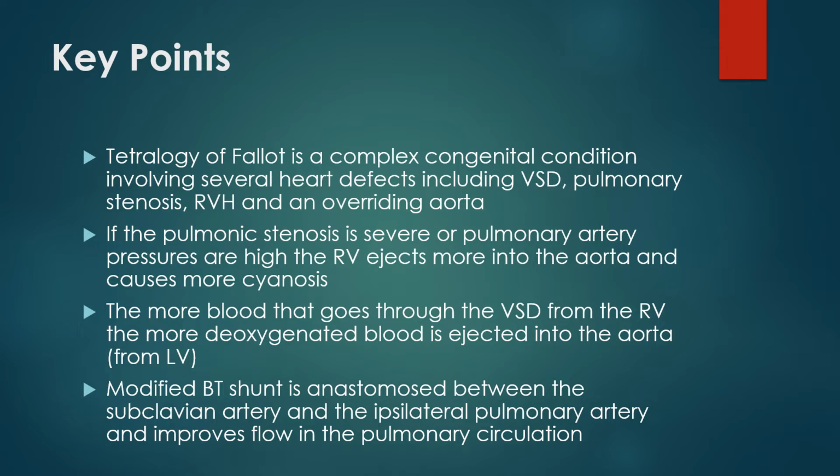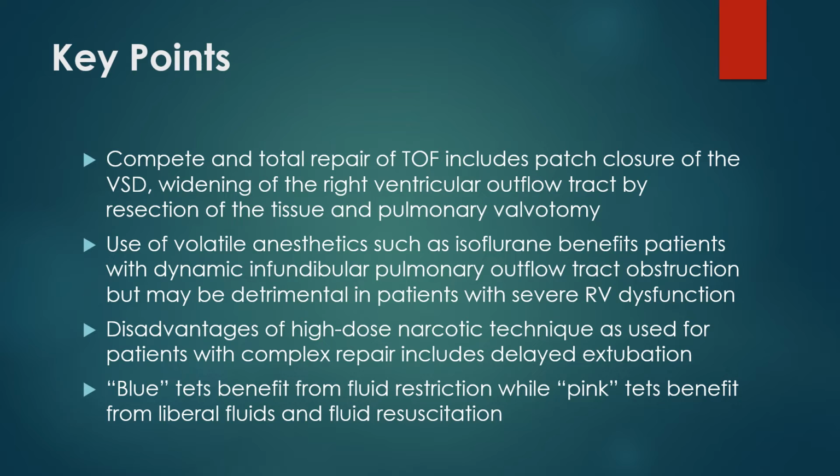Modified BT shunts anastomose between the subclavian artery and the ipsilateral pulmonary artery and improve flow in the pulmonary circulation. It is a very nice palliative procedure, very popular procedure. Complete and total repair of tetralogy of Fallot includes patch closure of the VSD, widening of the RV outflow tract by resection of the tissue, and pulmonary valvotomy. Again, typically you get a little bit of regurg after the procedure.